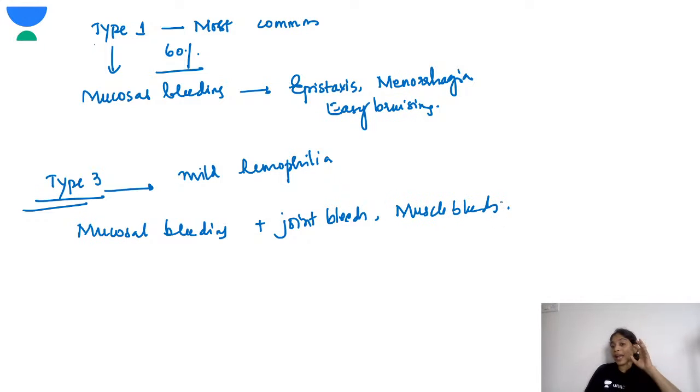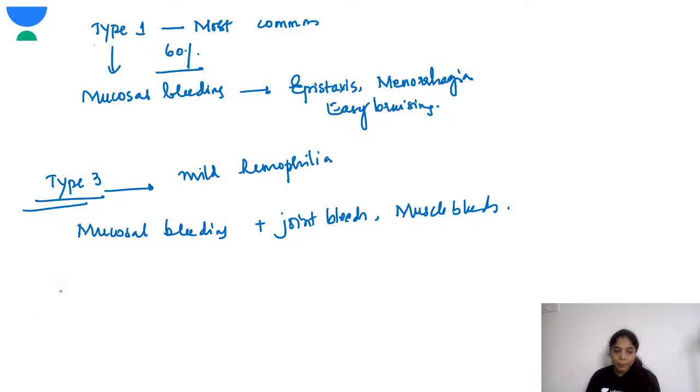So I told you, in type 3, von Willebrand factor is necessary as a carrier protein for factor 8. Now there is no von Willebrand factor, so they will present with a mild hemophilia kind of picture. There is mucosal bleed, along with joint bleeds and muscle bleeds. You have to remember one thing: von Willebrand factor is more of a mucosal bleed, like a platelet disorder. But in type 3, along with platelet dysfunction, they will also have a hemophilia picture. So this you have to keep in mind.